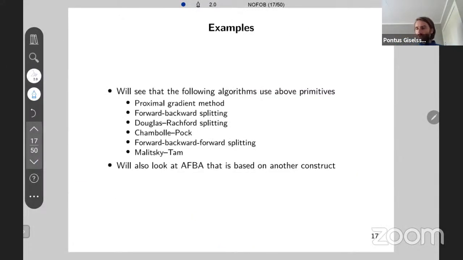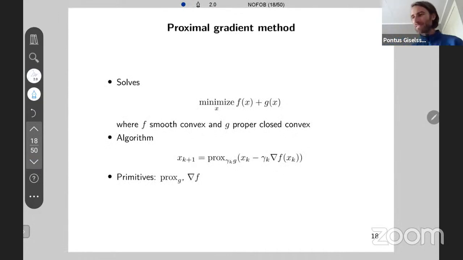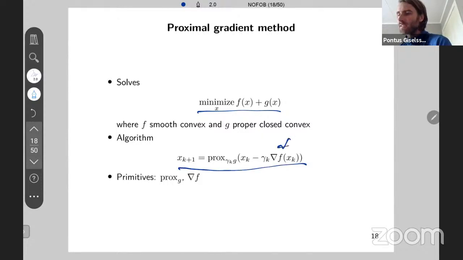Okay, so now I will just list them so that you see that I am telling the truth, let's say. So the proximal gradient method, you saw it. We minimize this composite sum. F is smooth convex, G proper closed convex. It doesn't have to be, it can be less restrictive assumptions, but the algorithm is given by this. We have the gradient and we have the prox. So we use prox and gradient.